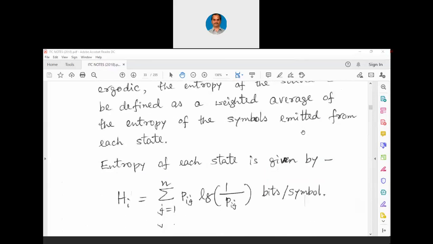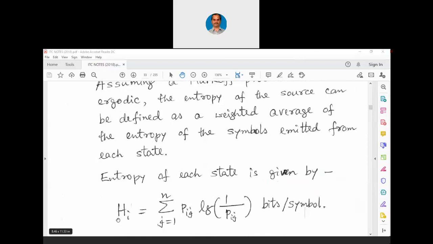Let me proceed. Now the entropy of each state is given by capital Hi equals summation of j equals 1 to n of Pij log of 1 over Pij bits per symbol. In the earlier discussion, we did not consider this Pij. We never bothered about joint probability because it was a preliminary discussion at that time. But now we know that the emission of symbols is statistically dependent. So we should consider the joint probability now. When we consider the joint probability, the definition remains the same, as entropy is the summation of j equals 1 to n of Pij log of 1 over Pij. The only difference here is, instead of the individual probability, we are now considering the joint probability. That is the entropy of each state now.